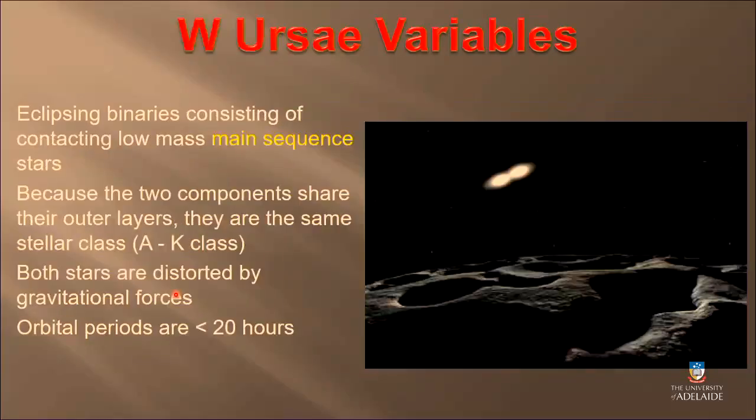Then we have W Ursae Majoris variables. So these are also eclipsing binaries, and they consist of contacting low main sequence stars. So these are like two solar mass type stars, but they're in such a close orbit that their outer layers are actually touching. And because they're sharing their outer layers, they're always the same stellar class, and they're usually between A and K. And both stars are distorted also by gravitational forces. So you can see there they're sort of egg-shaped. Orbital periods less than 12 hours.